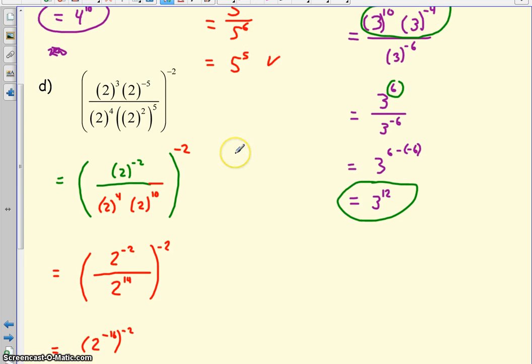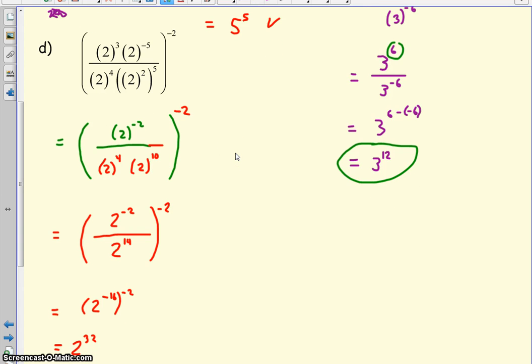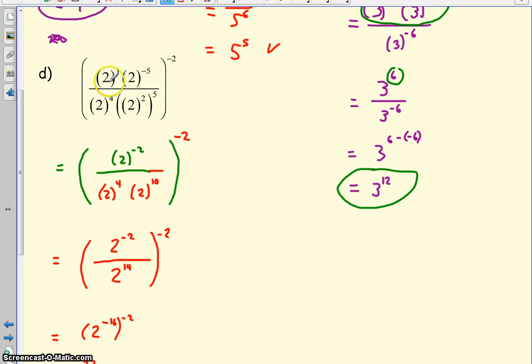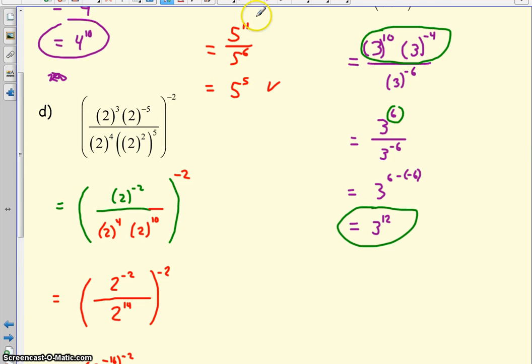With D, you have a couple options here. What I find easier is to simplify as much as I can inside that bracket before I worry about this exponent outside. You could instead, if you wanted to, apply this exponent to everything on the inside, so to there, to there, to there, and to there. Okay, but that's a lot of work. So what I did instead first is I simplified inside as much as I possibly could so I wouldn't have to worry about doing all that expansion.